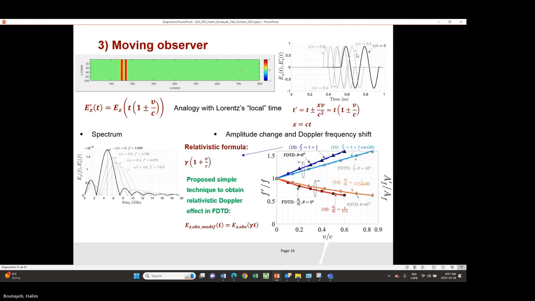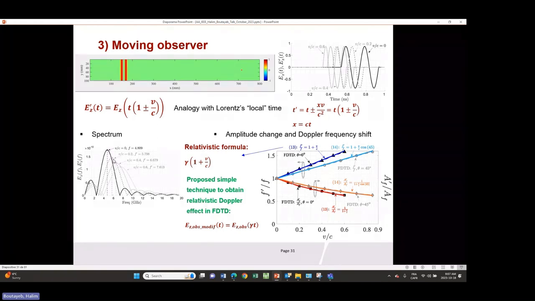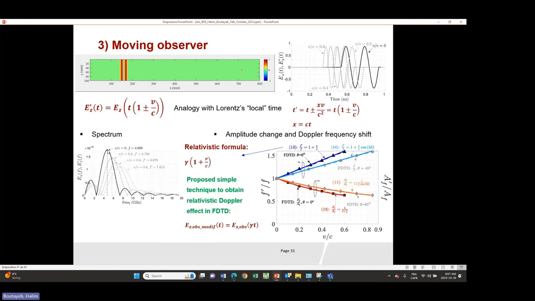If we plot these curves in the frequency domain, we will get the different curves that we see here. This one is for v over c equals 0, this one v over c equals 0.2, etc. So we see the frequency is changing. If we take the value of the frequency and normalize it with f0, the frequency when there is no motion, and plot it here, that's f prime over f. We found that it's given by 1 plus v over c. That's for the frequency, so the Doppler effect.